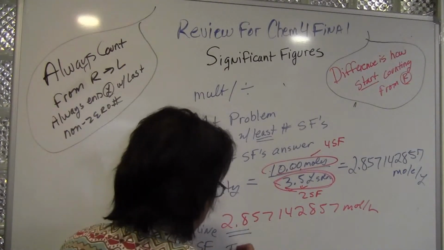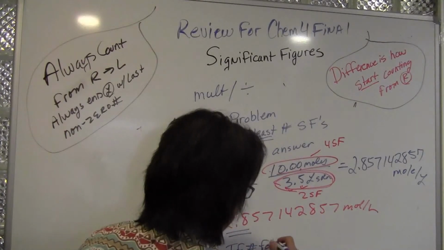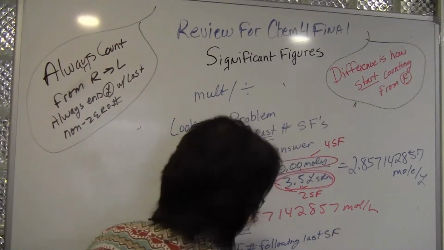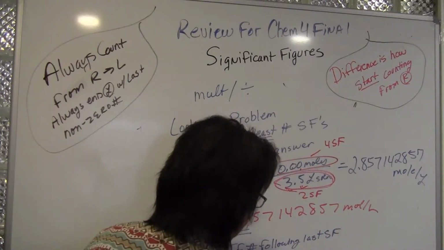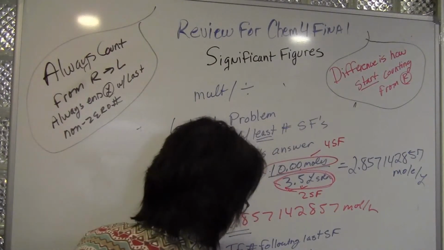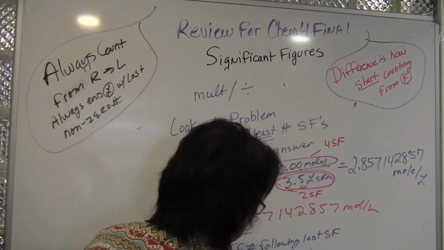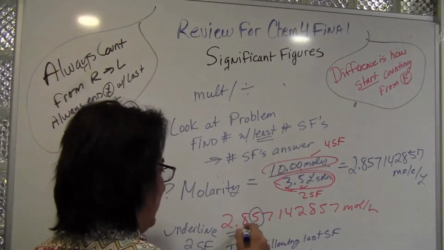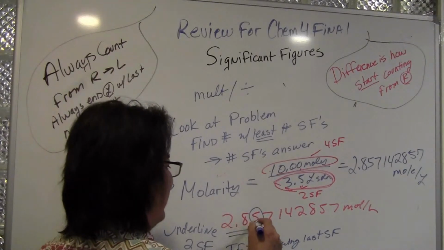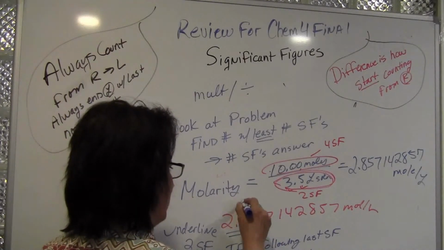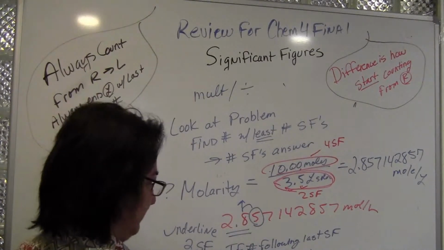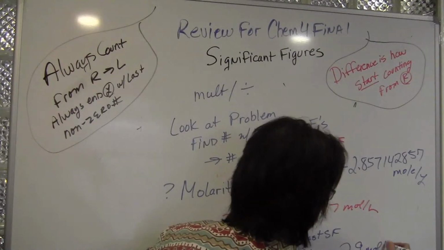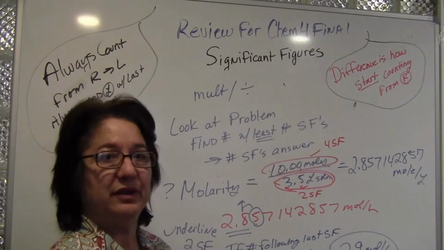If the number following the last significant figure is 5 or greater, round the last significant figure up. This number after our last significant figure, because we only need 2, is 5 or greater. So this is going to round up that 8. That makes our answer 2.9 moles per liter. That has 2 significant figures.